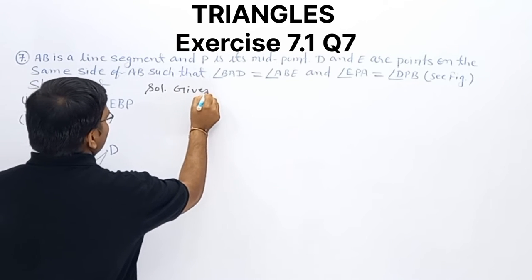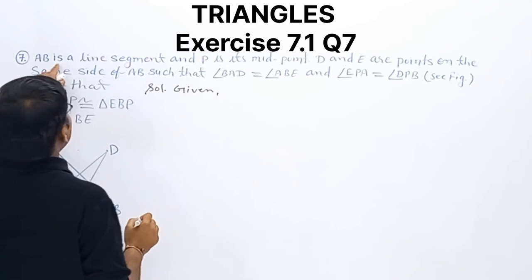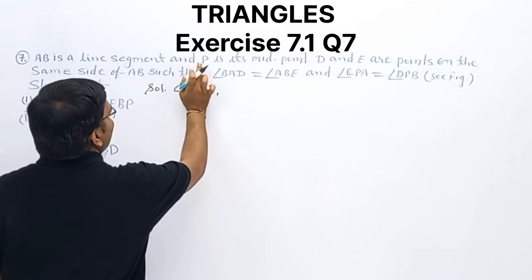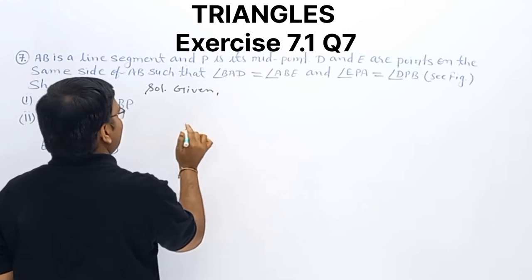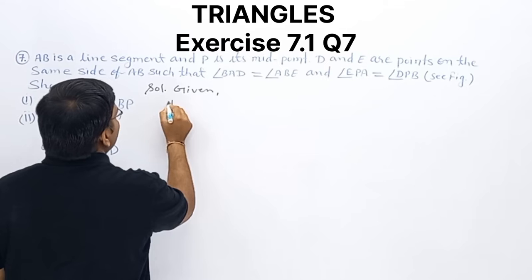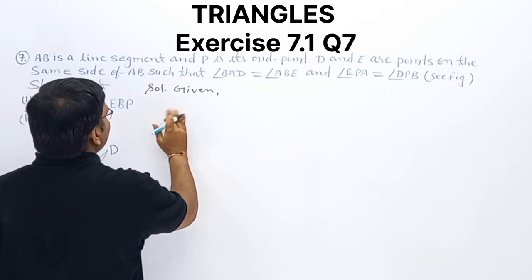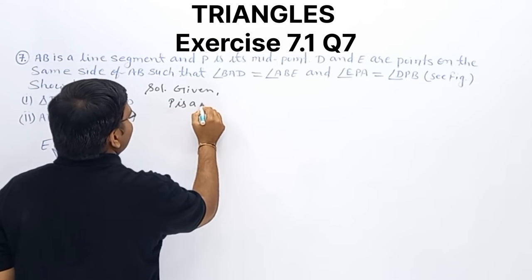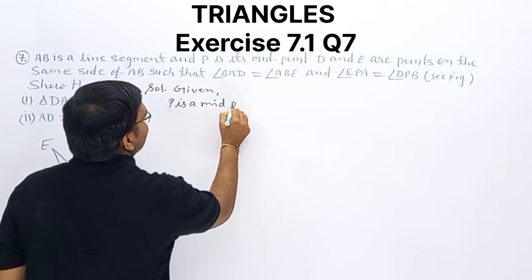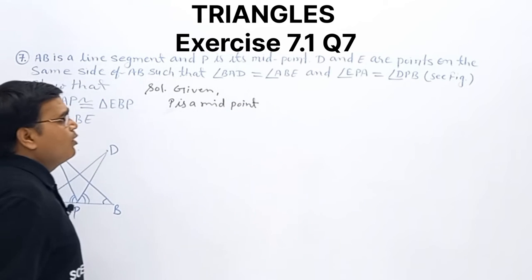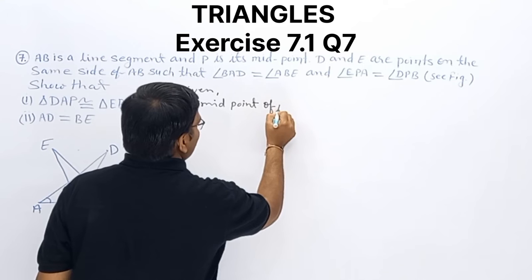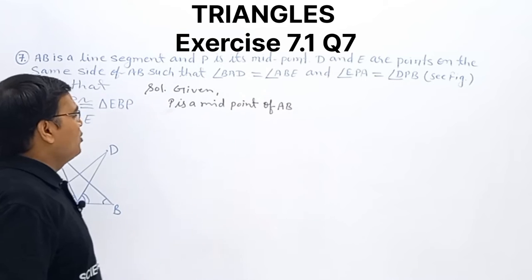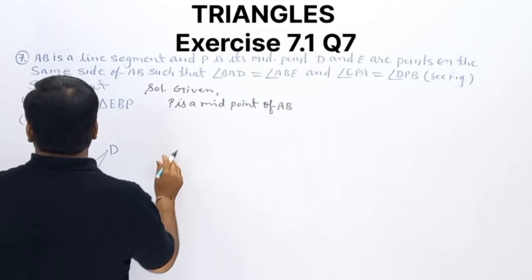Given: AB is a line segment and P is its midpoint. So what things are we having? P is a midpoint of AB. AB is a line segment and P is its midpoint. Midpoint, so what can we say?